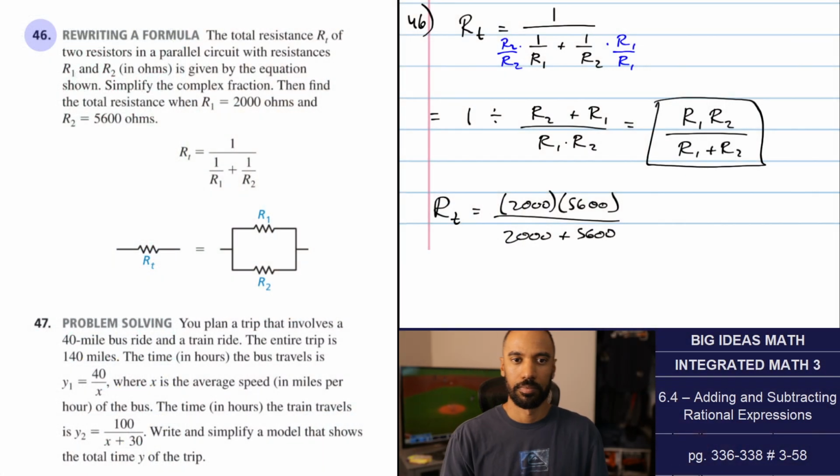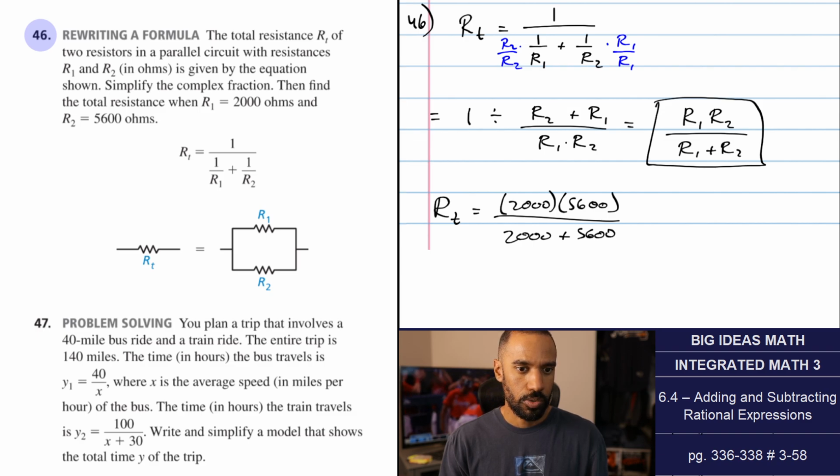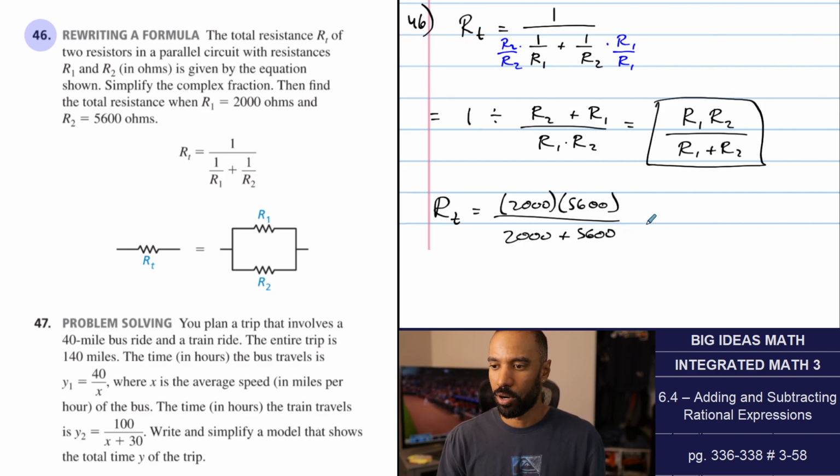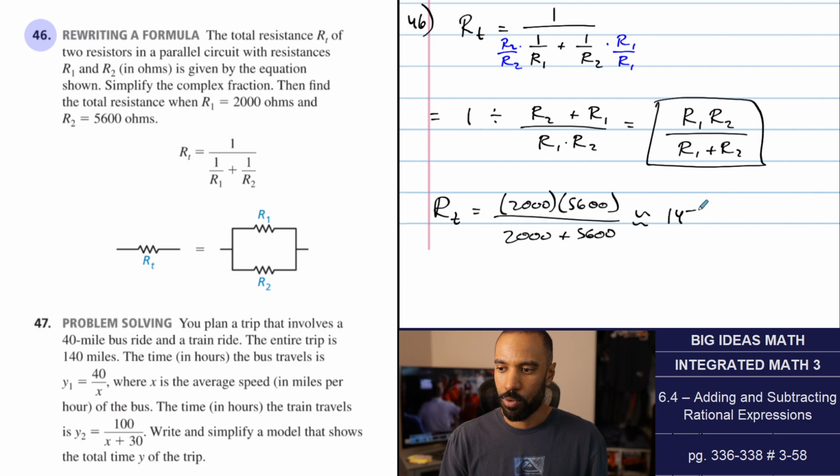I don't even know the units yet. Resistance. Resistance is in ohms, right? Where is it? 2,000. Yes, ohms. So what was my number? 1473.68. I'll say 1474. Around 1474 ohms.